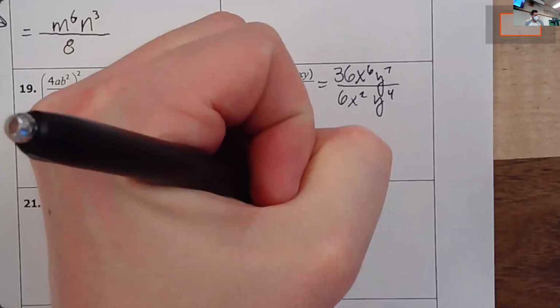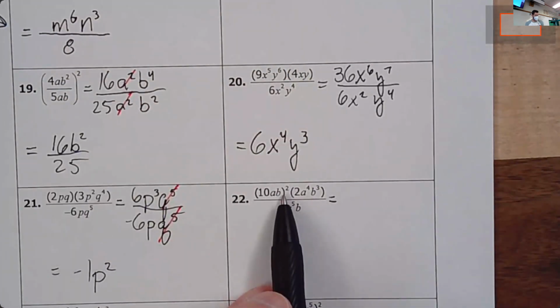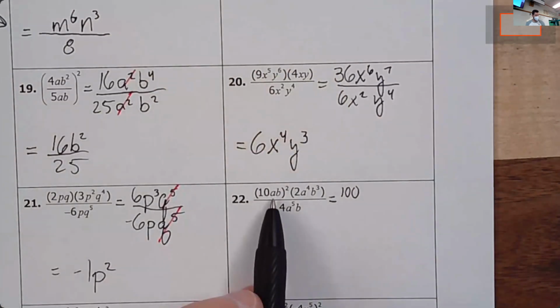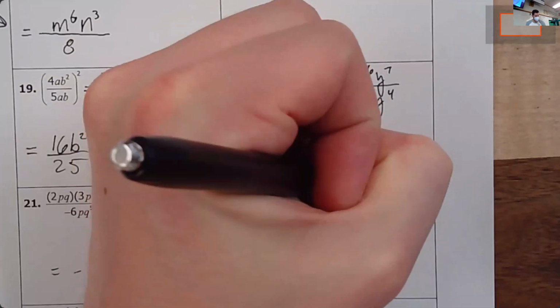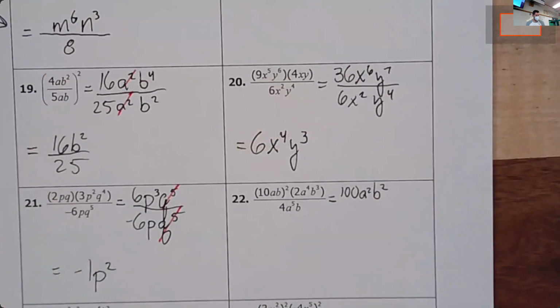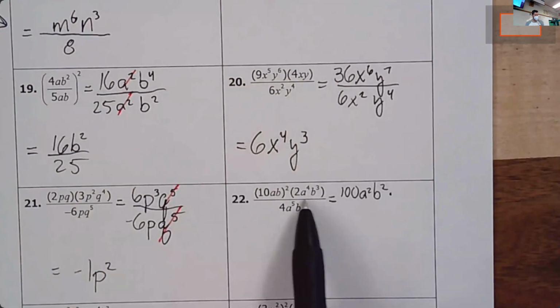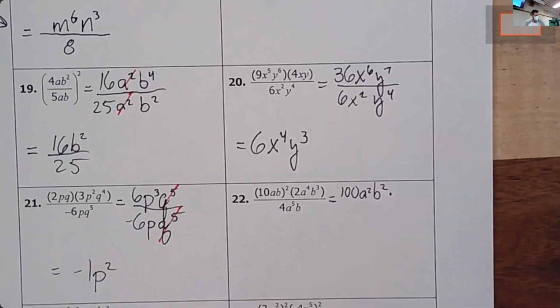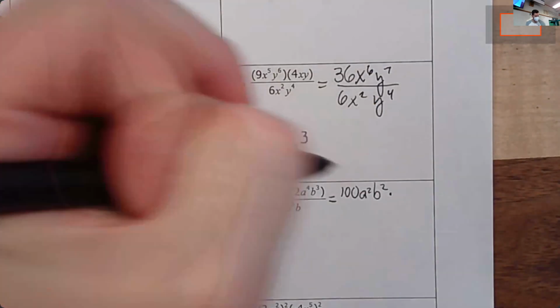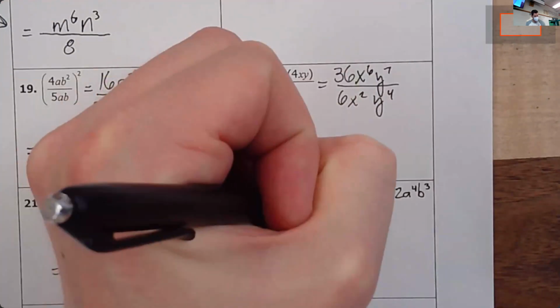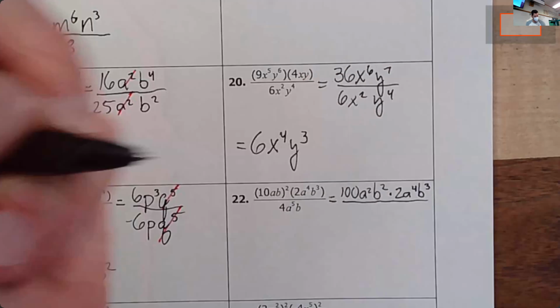So if we apply the power rule first, that'll give us 10 squared, which is 100. And then a squared, b squared when we apply the exponent to those. And then we can say times. By the way, this second set of parentheses doesn't have to be inside parentheses since there's no exponent on the outside of it. So we can just say times 2a to the fourth b to the third. And that's all over 4a to the fifth b.